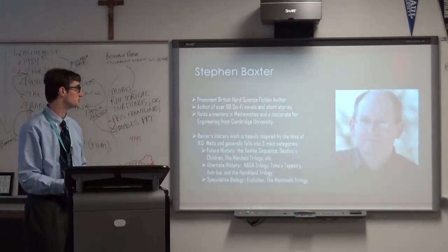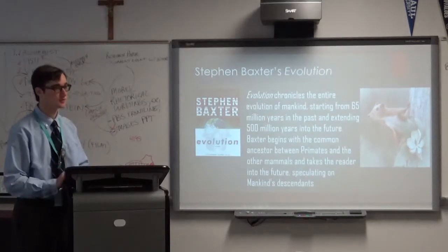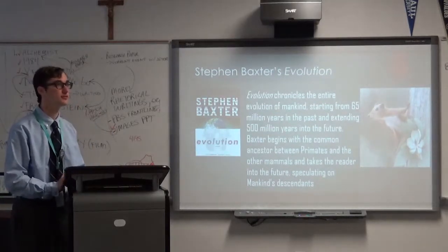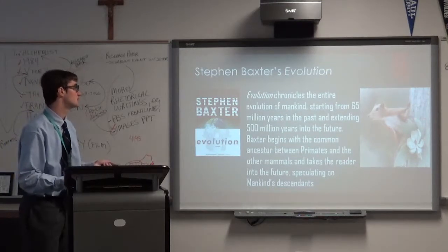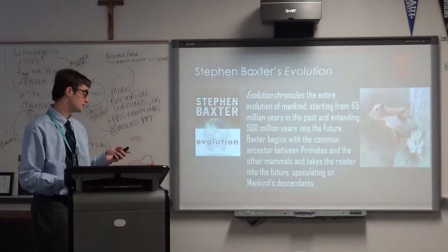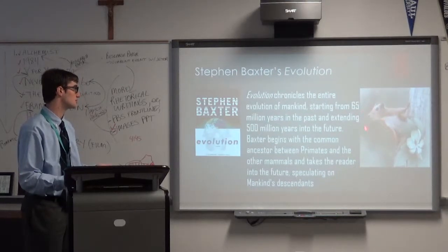Just scary visually. But yeah, Evolution, this book is pretty ambitious because it covers 565 million years' worth of time. It starts 65 million years in the past, beginning with mankind's earliest ancestor. This is the first ancestor between primates and all the rest of the other animals, this little squirrel-looking thing called Purgatorius.